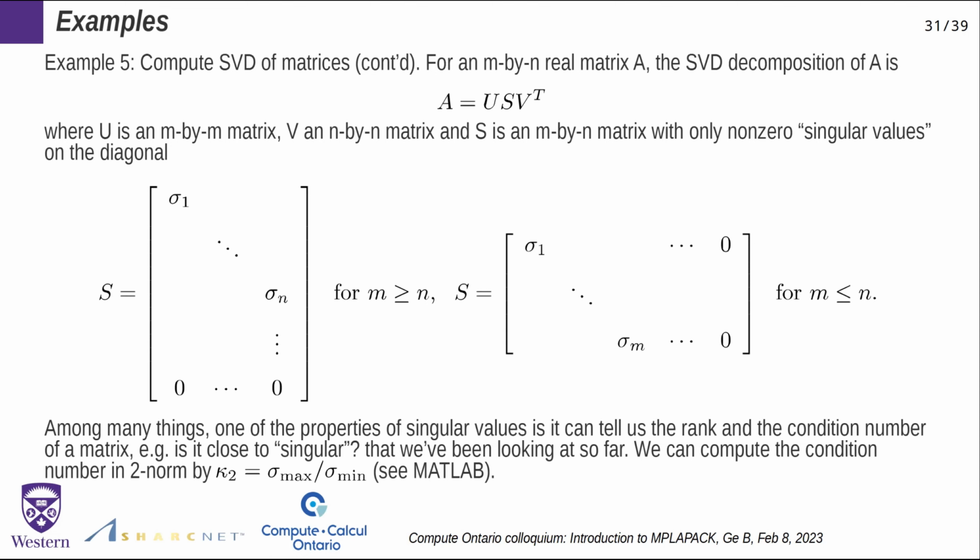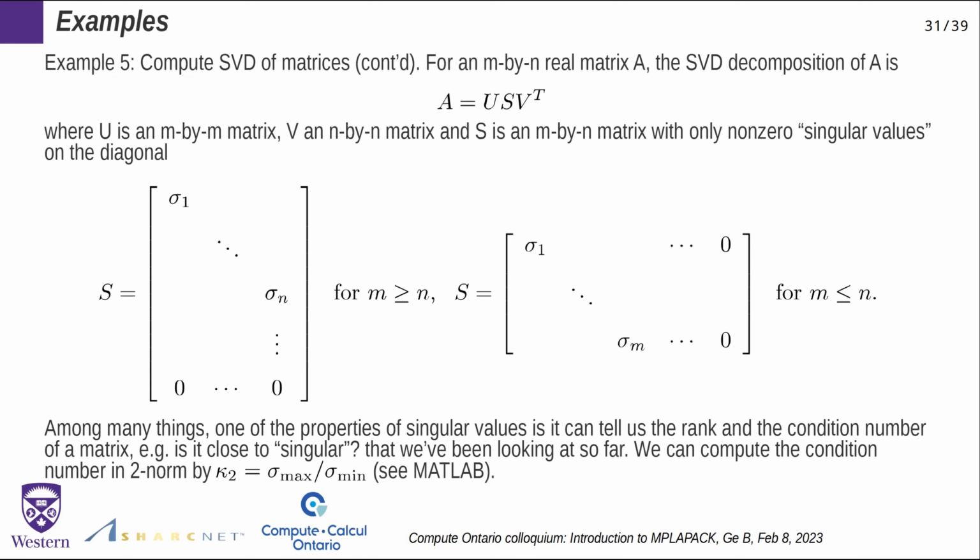When the number of rows is greater than n, we have those values on the diagonal. They are called the singular values. And when the number of rows is less than the number of columns, we have the singular values on the diagonal in the second form. Now, if you look at these two matrices S, it tells us immediately the rank of this matrix.